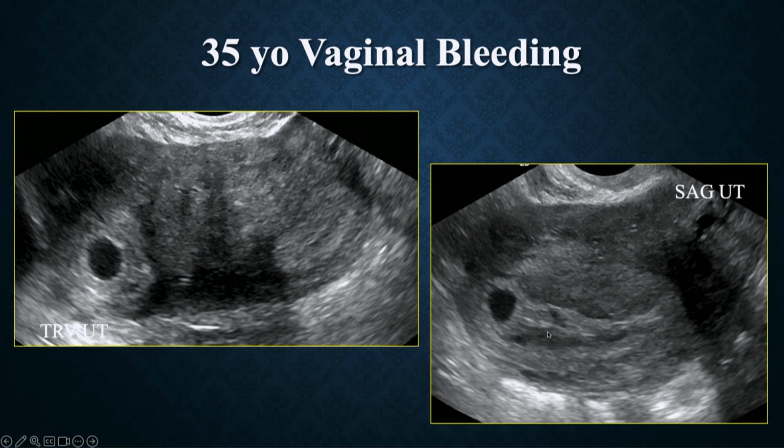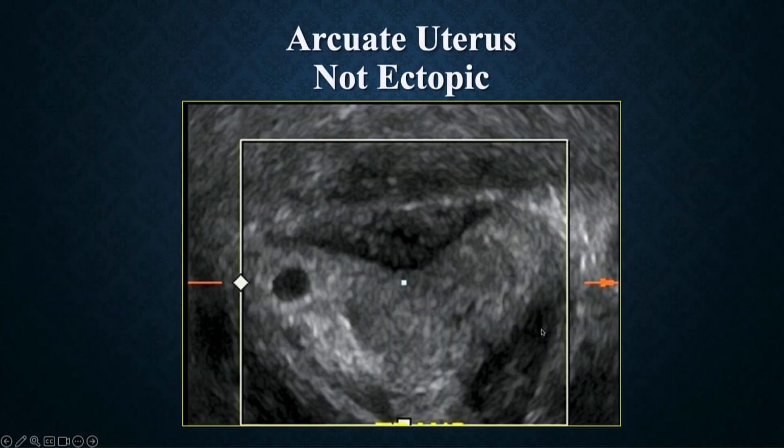If I look at the sagittal view, well, it looks like it could be in the endometrial canal. But the answer is delivered easily when I do a 3D. And here is the 3D. It shows me it is all the way off in an arcuate uterus. So you can see the endometrium really well here. It's within the endometrial canal. It's an arcuate. And I think it's important, and you can see the little indentation.